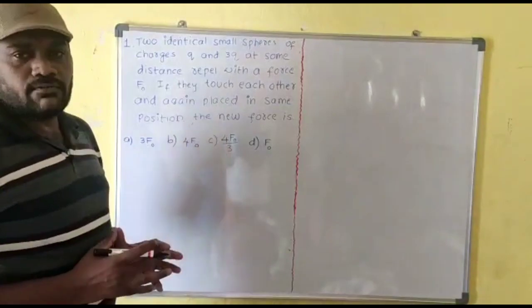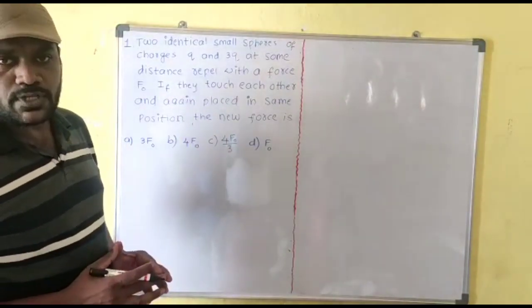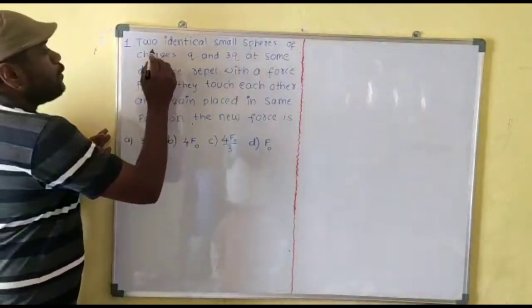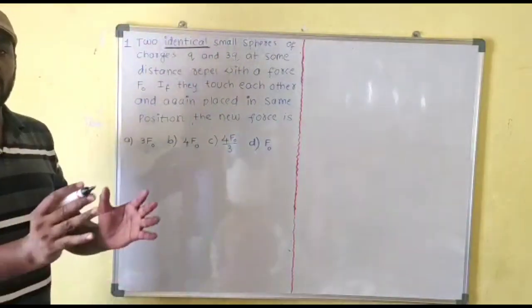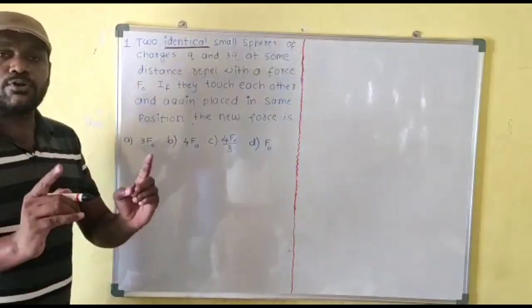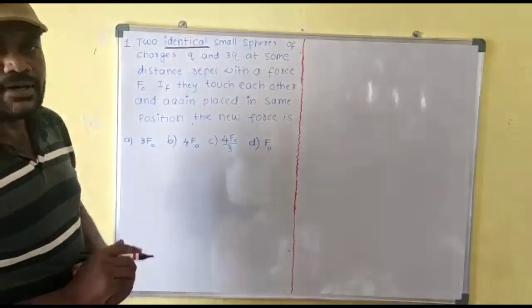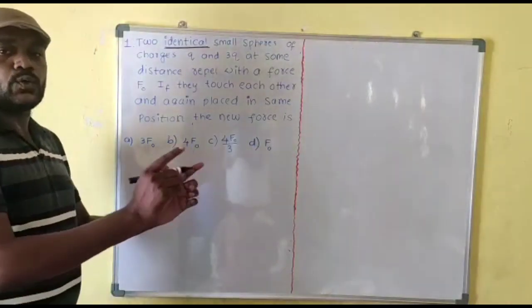Now let us solve a few numerical problems on Coulomb's law. So now here you see two identical small spheres. First of all, this is a new word. What is the meaning of identical spheres? Both should have the same radius, R1 is equal to R2.